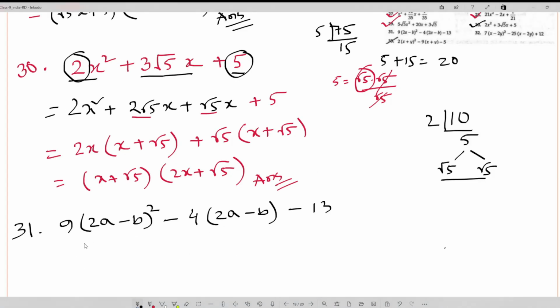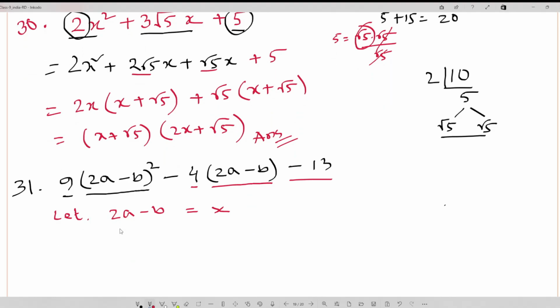Number 13, here is 9 times 2a minus b whole square minus 4 times 2a minus b minus 13. This one we can solve by taking, let 2a minus b equal to x, because this will convert the problem very easily, and once we simplify it we can easily calculate. So 2a minus b equals x.